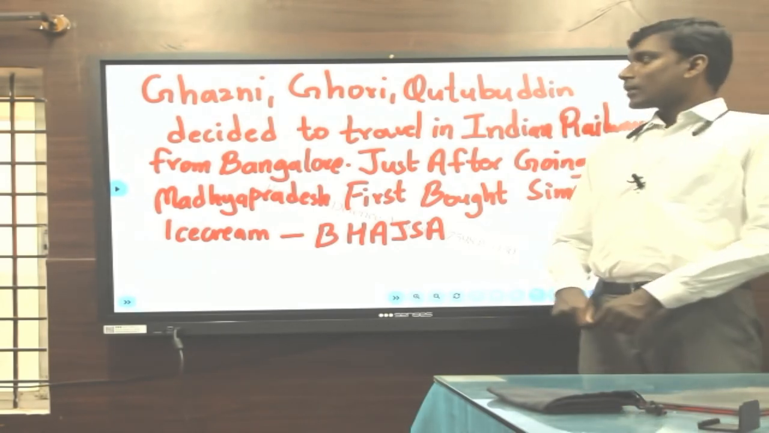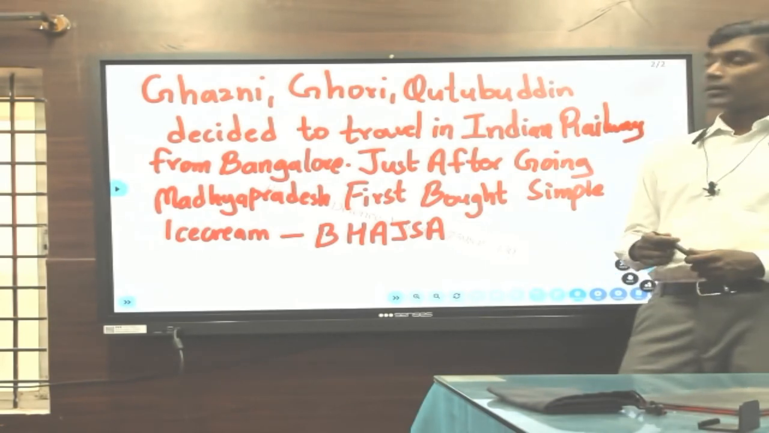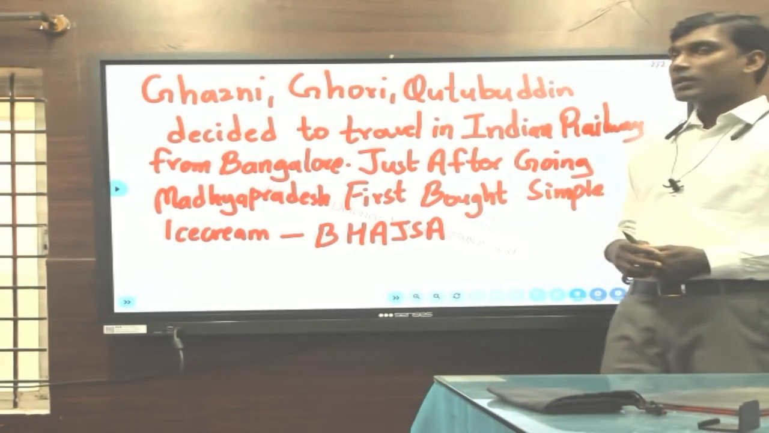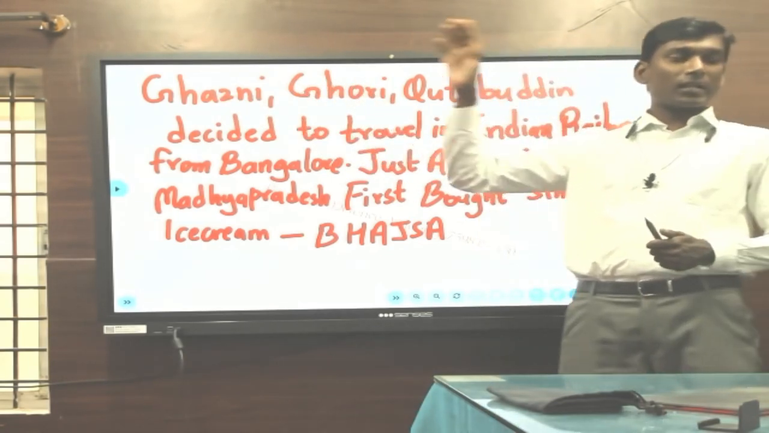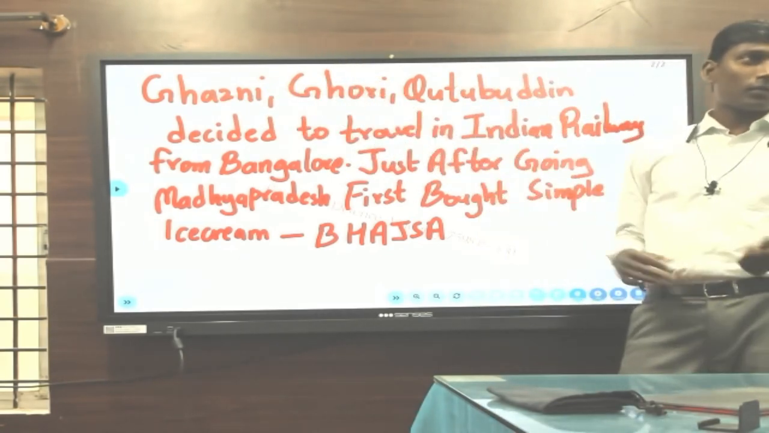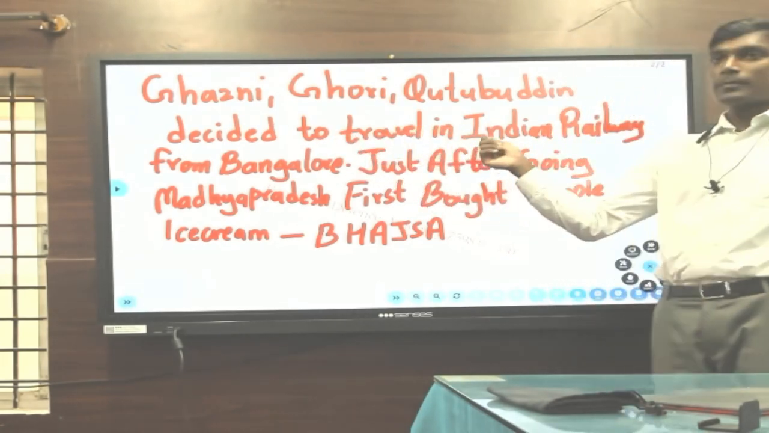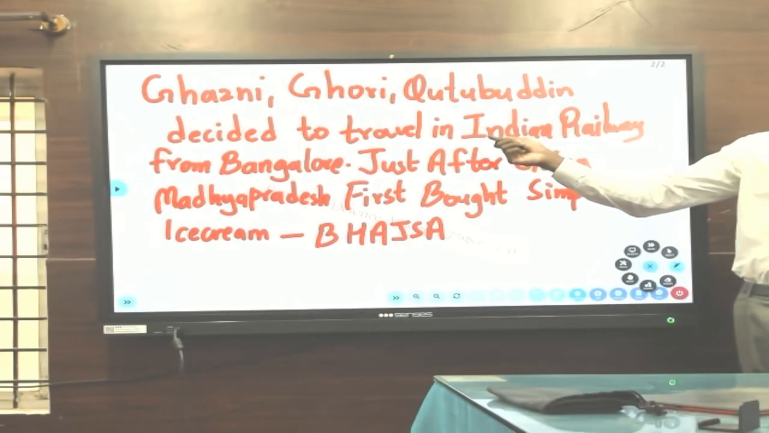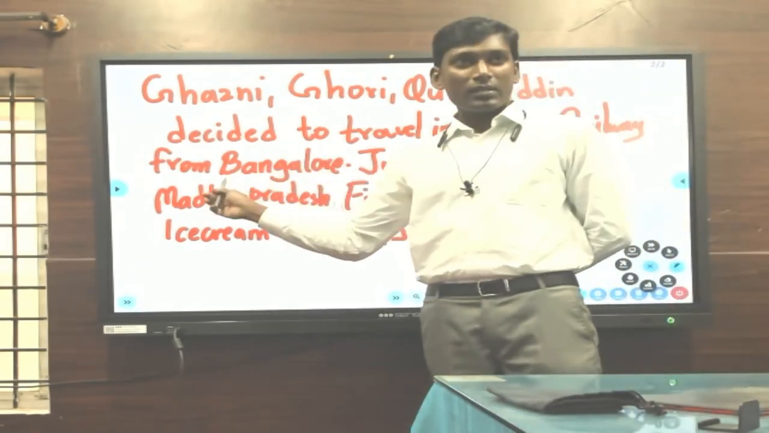Now look at this. If you remember all these words, your medieval history is over. So here there are three friends. Who are these three friends? Ghazni, Ghori and Qutubuddin. They decided to travel in which railway? Indian Railway, I is capital, R is capital. From which place? Bangalore, B is capital.